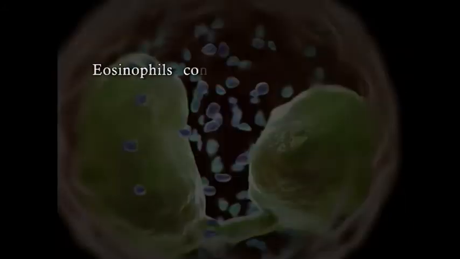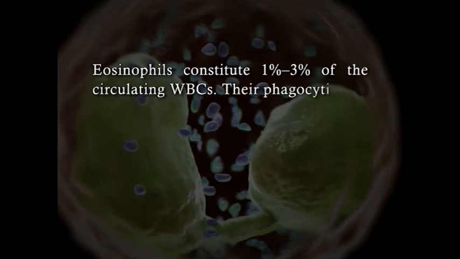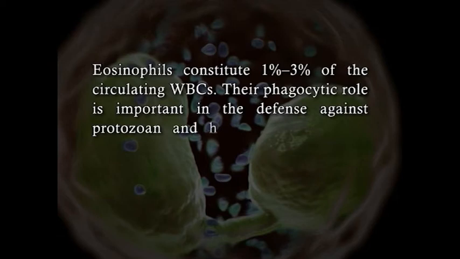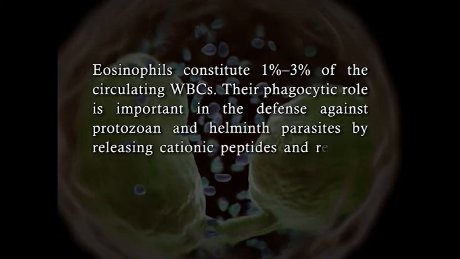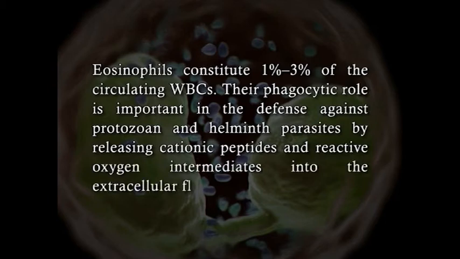Eosinophils have a bilobed nucleus with granulated cytoplasm that stains with the acid dye eosin red. Eosinophils are motile phagocytic cells that migrate from the blood to the tissue. They constitute 1 to 3% of the circulating WBCs. Their phagocytic role is important in the defense against protozoans and helminth parasites by releasing cationic peptides and reactive oxygen intermediates into the extracellular fluid.